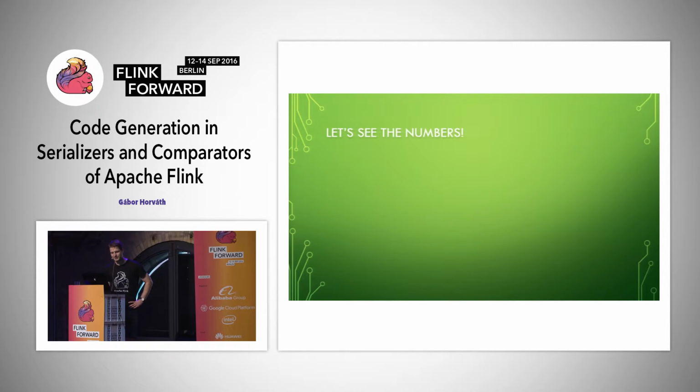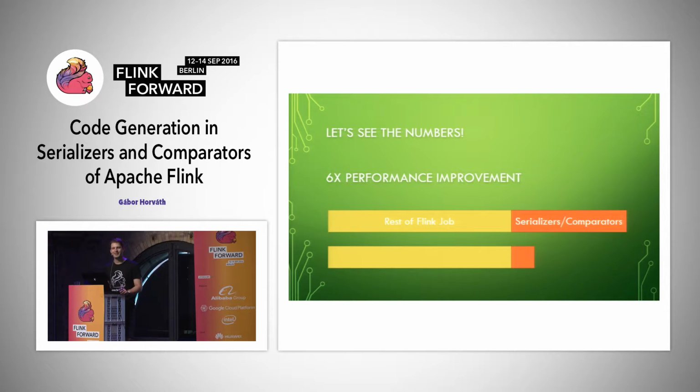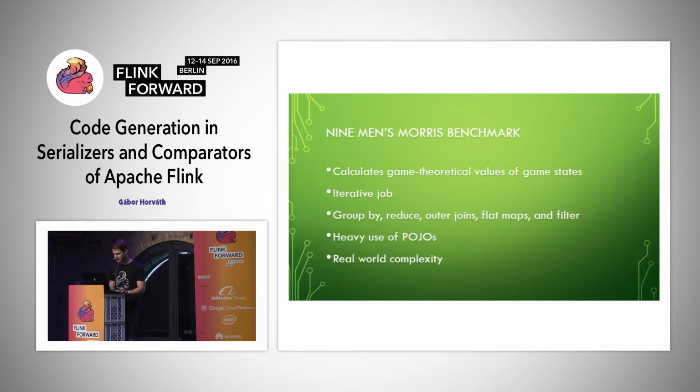Okay, so let's see some numbers. I could say that we have a 6 times performance improvement, but of course, when I say that there is a 6 times performance improvement in the serialization speed, that does not mean a 6 times performance improvement in the rest of the Flink job. So in order to be able to say something useful, we should measure some real-world Flink application.